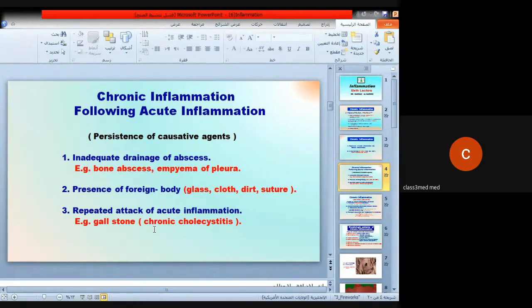And so on. A repeated attack of acute inflammation due to the presence of the causative agent, as in the presence of the stone in the gallbladder, is called chronic cholecystitis. مفهومة؟ هذه يعني chronic inflammation result from a progression of acute inflammation.